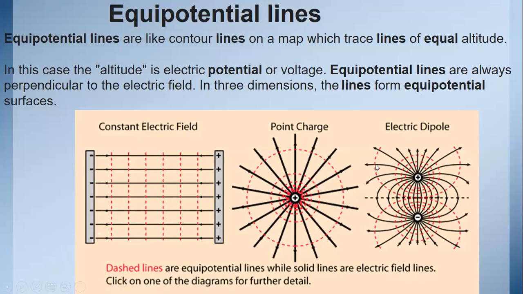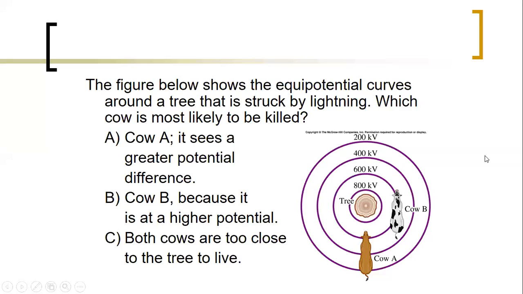In a dipole, the equipotential lines look like the red dotted lines drawn here, and the black lines represent the electric field lines. An important application of this fact is getting electric shocks.